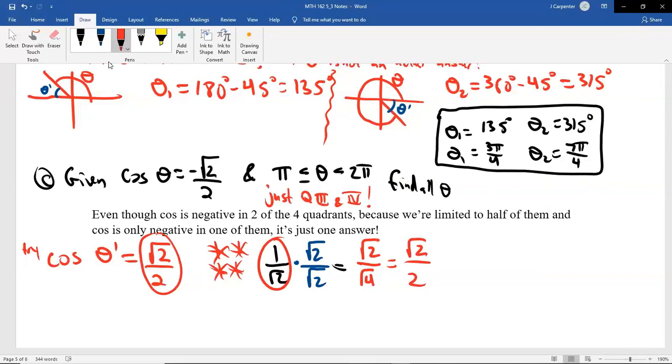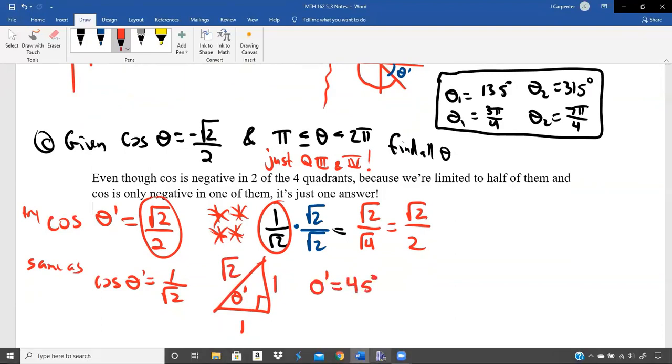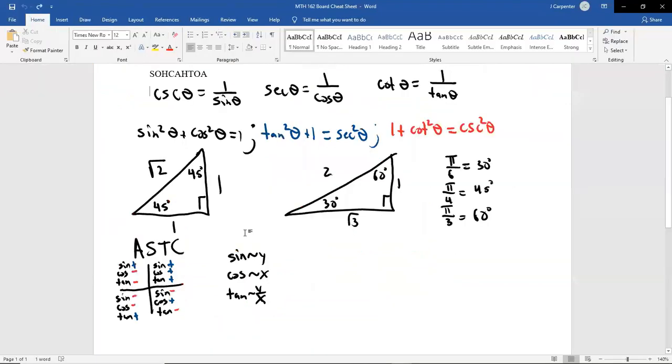So instead of doing this, please note that it's the same as saying the cosine of theta prime is 1 over the square root of 2. Because that way, when you draw up your reference triangle for theta prime, you have your adjacent of 1 and your hypotenuse of square root of 2. I know that reference angle is 45 degrees because we can see it on our cheat sheet on our board. Again, the cheat sheet that you would write when you start the test, not before.